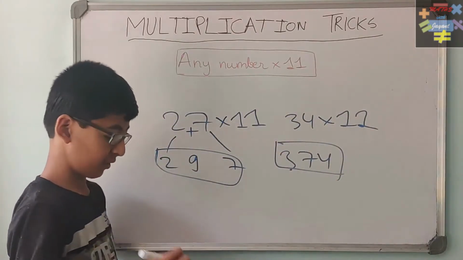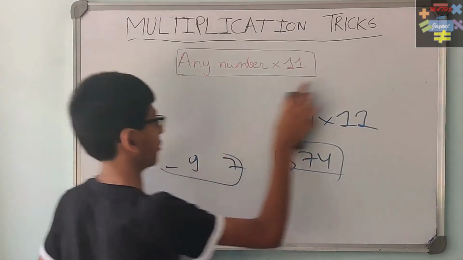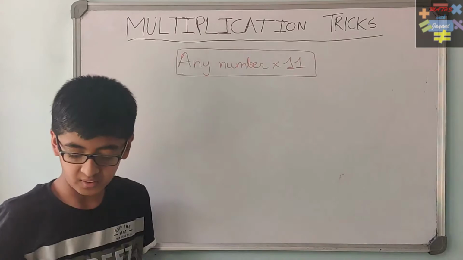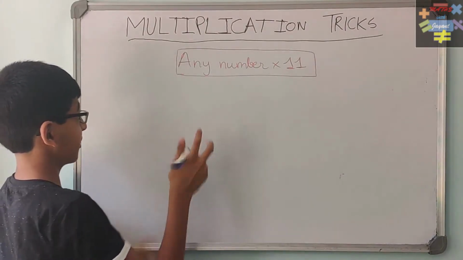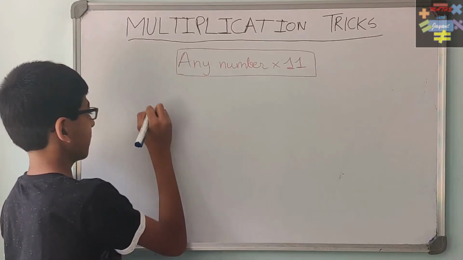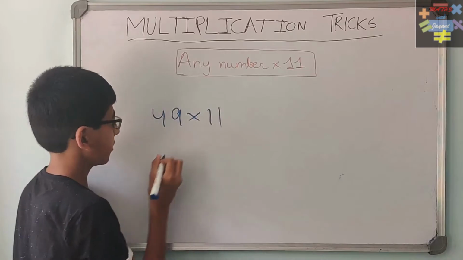So you see how fast we got our answers in this way. Let us solve some more questions like these where we are multiplying by 11. Suppose the question is 49 into 11. How do we solve this?